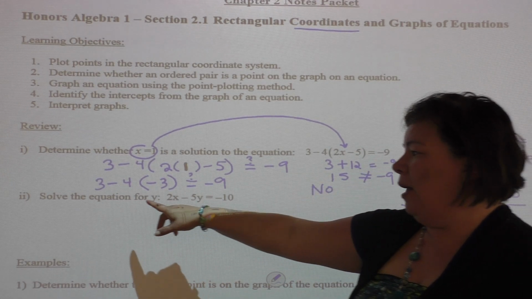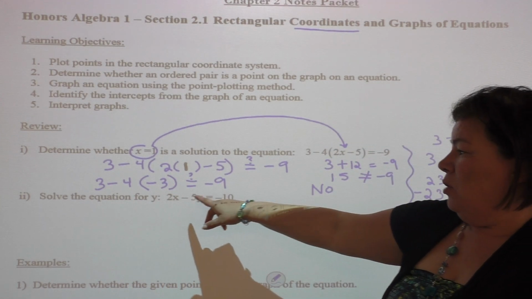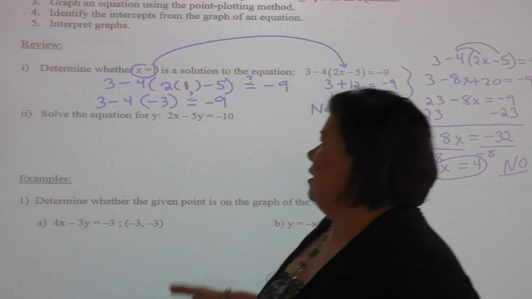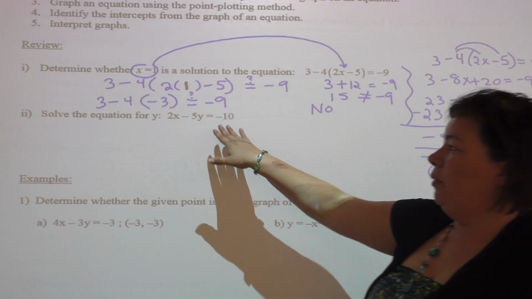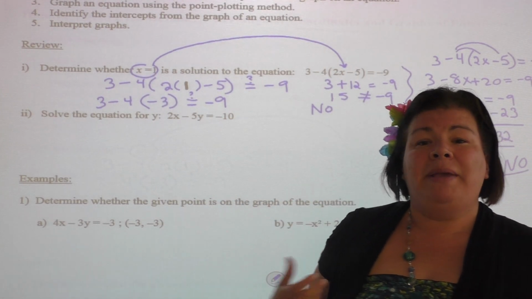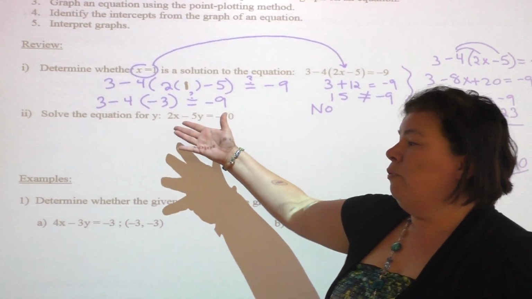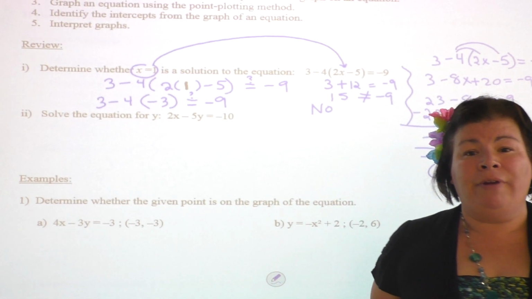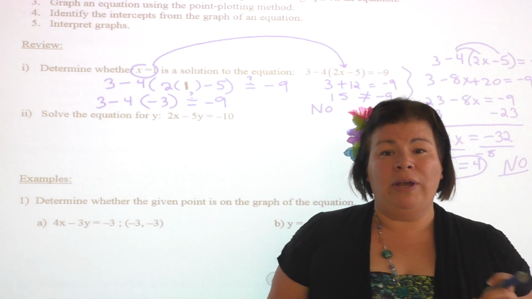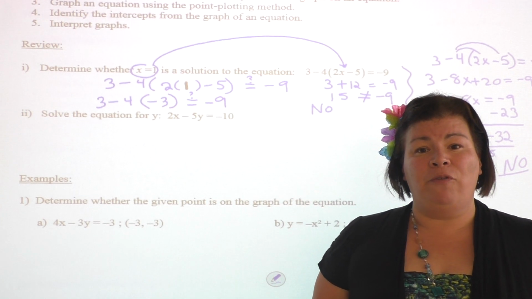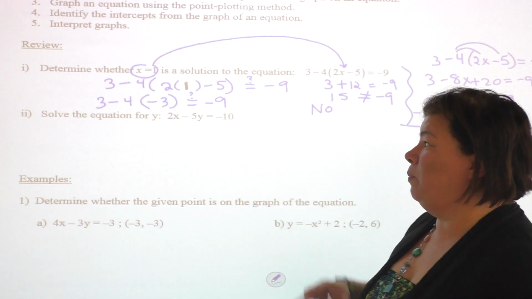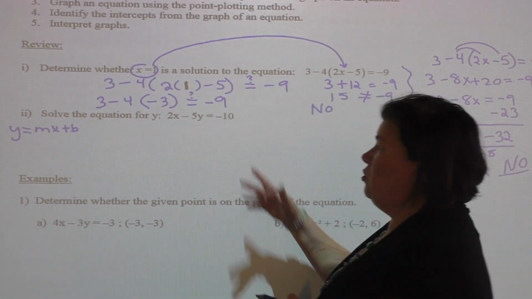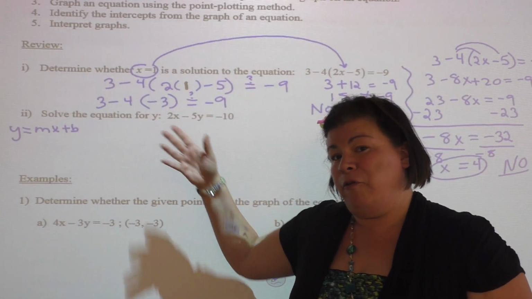Now for part II, it says solve the equation for y, 2x minus 5y equals negative 10. What we're trying to do here is not only solve and isolate the variable y, but put it in a way that makes sense to everything that we're learning, because what we're trying to train you for is writing equations of lines. And putting an equation in point or slope-intercept form is a good way to start you off. And slope-intercept form, if you recall, is y equals mx plus b. So we're going to solve this and put it in the proper format for you.